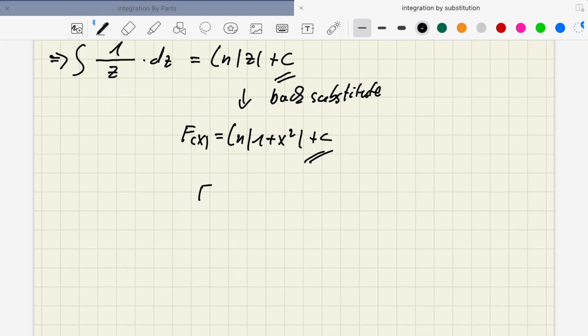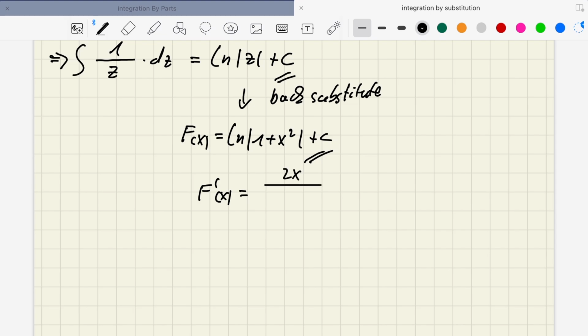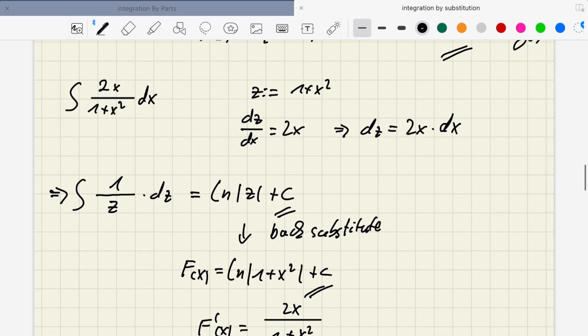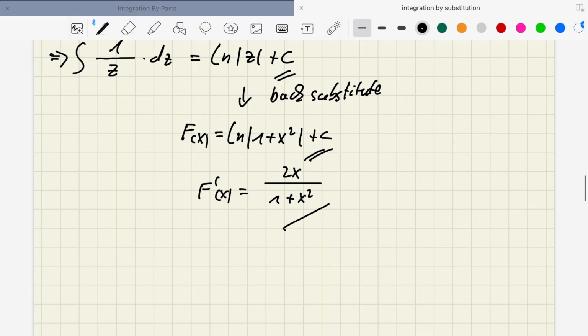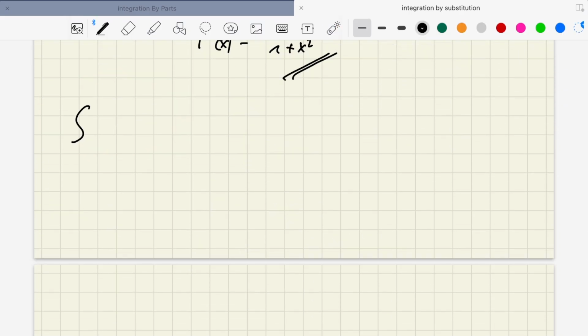We check. Is equal to, we have our inner function, the differentiation of the inner function multiplied by the differentiation of the outer function. We have 2x divided by 1 plus x squared. And you see the integration was successful.